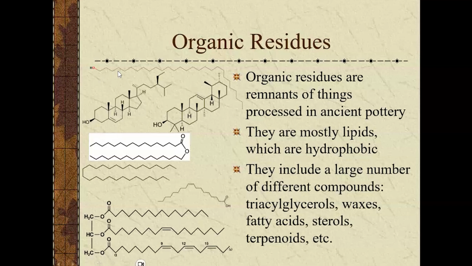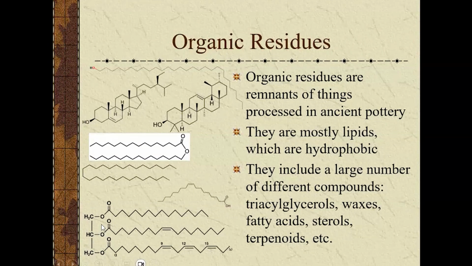So I just gave you here a few pictures of the different kinds of compounds that very often absorb in archaeological residues. So this here is a wax. This up here is an alkanol, or a long chain alcohol. These are sterols and terpenoids. And we have also a triacylglycerol, which is basically a fat or acylipid, and a fatty acid.